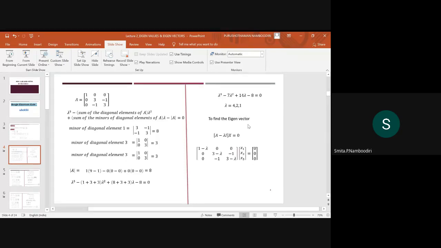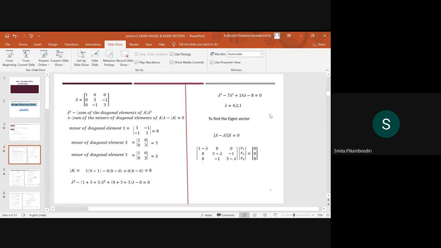Next we have to find the eigenvector. Now eigenvectors are defined by matrix A minus lambda I into x equal to 0. Now this is the matrix A. If I write A minus lambda I, means lambda is subtracted from each of these diagonal elements. तो जितने भी diagonal elements हैं उसमें से lambda subtract हो जाएगा. So we will get 1 minus lambda 0 0, 0 3 minus lambda minus 1, 0 minus 1 3 minus lambda. Capital X के बदले x1 x2 x3 लिखते हैं. It is equal to 0 0 0.